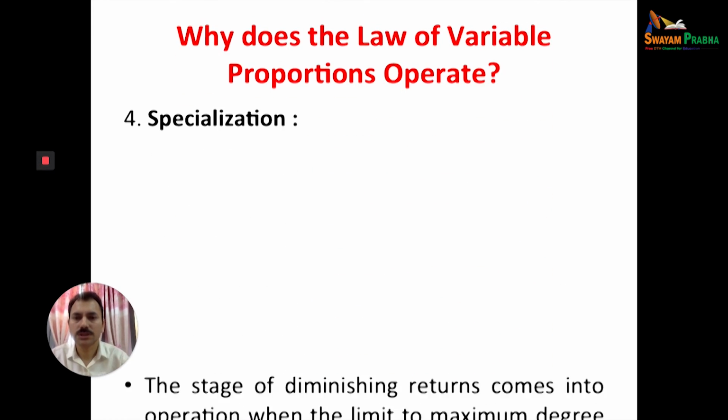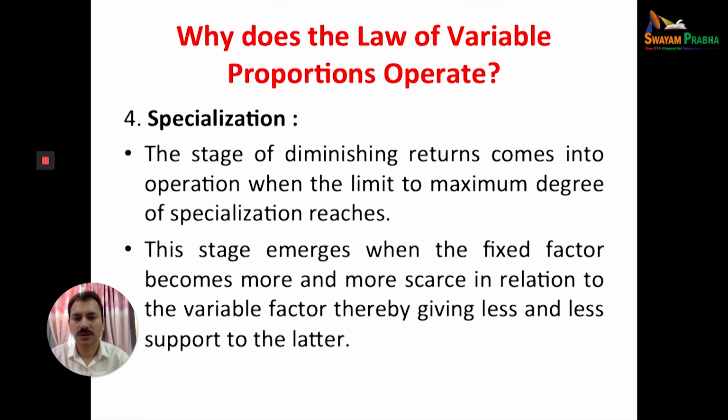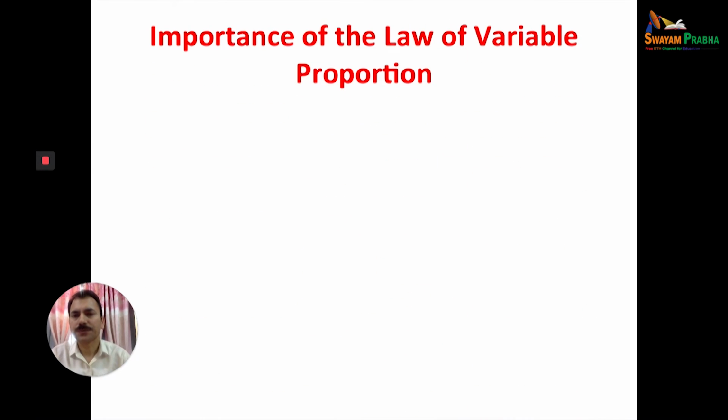Fourth, specialization. The stage of diminishing returns comes into operation when the limit of the maximum degree of specialization is reached. This stage emerges when the fixed factor becomes more and more scarce in relation to the variable factor, thereby giving less and less support to the latter. That's why this law of variable proportion operates.